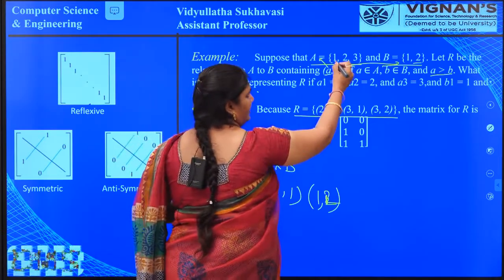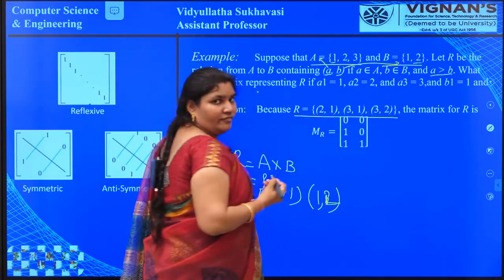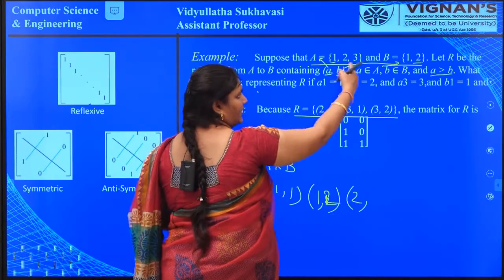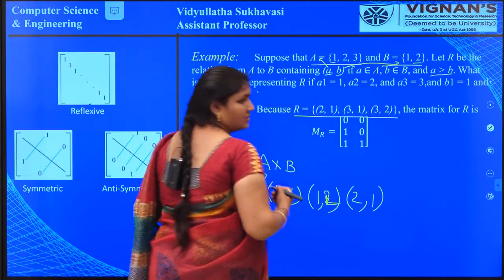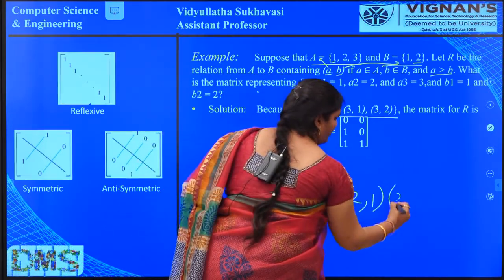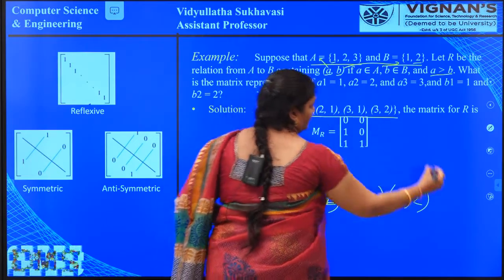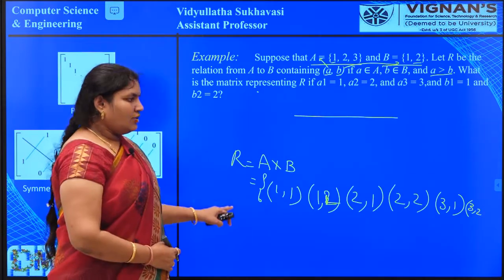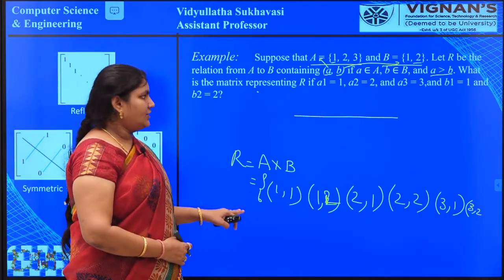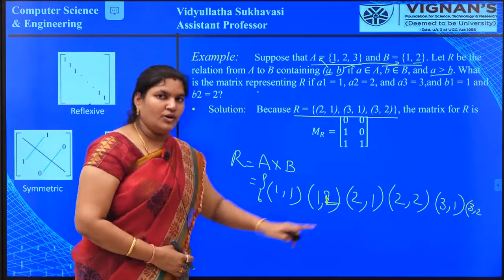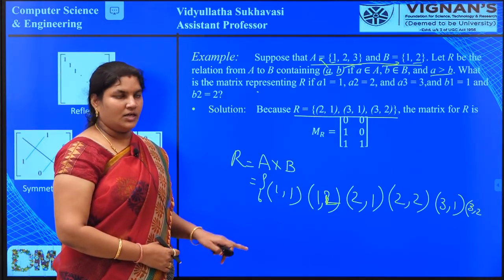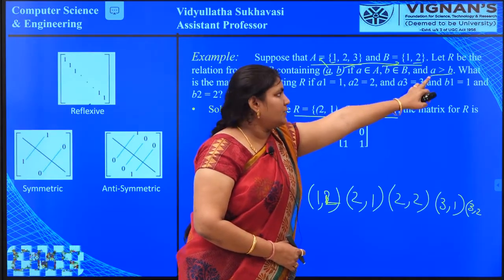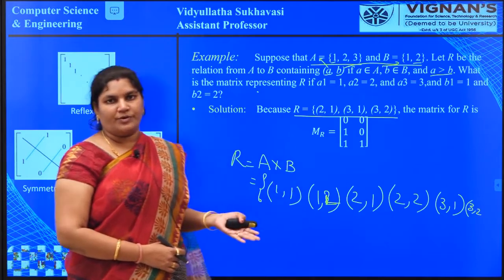And with this one we have completed all the combinations of the B set elements. Next we will take 2 from the first set and the first element from the second set: 2, 1, then 2, 2. Next 3, 1, 3, 2. So these are the ordered pairs we are getting for the Cartesian product. From these, only those ordered pairs we are going to take with the condition A greater than B.